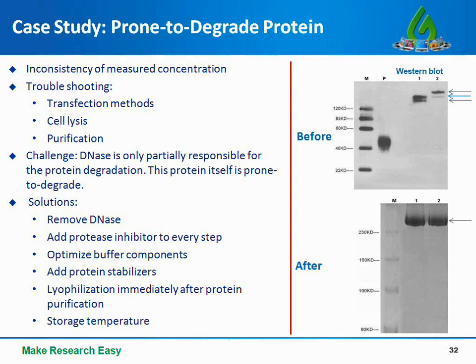We also tested the storage condition and found that the protein is more stable at minus 20 than 4 degrees. The bottom Western blot shows the intact protein after the process optimization. This customer was very happy with the final result and placed more protein orders with us.